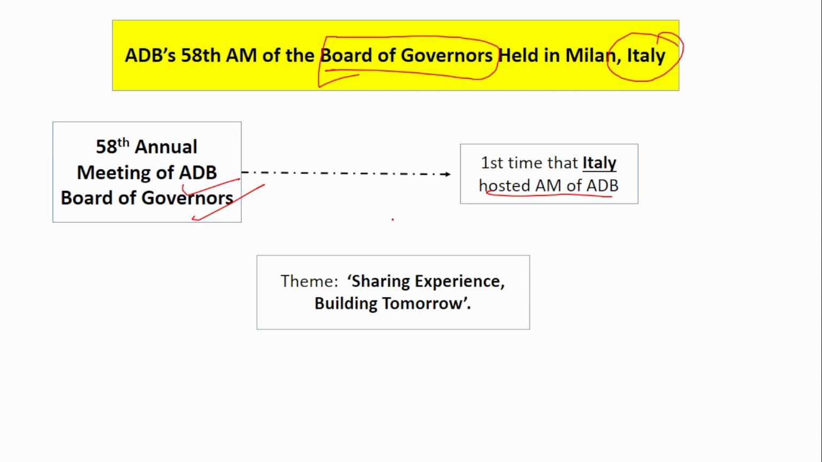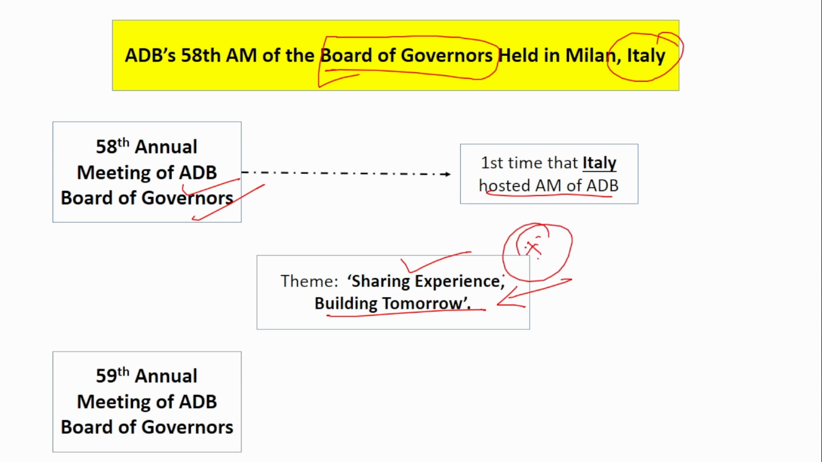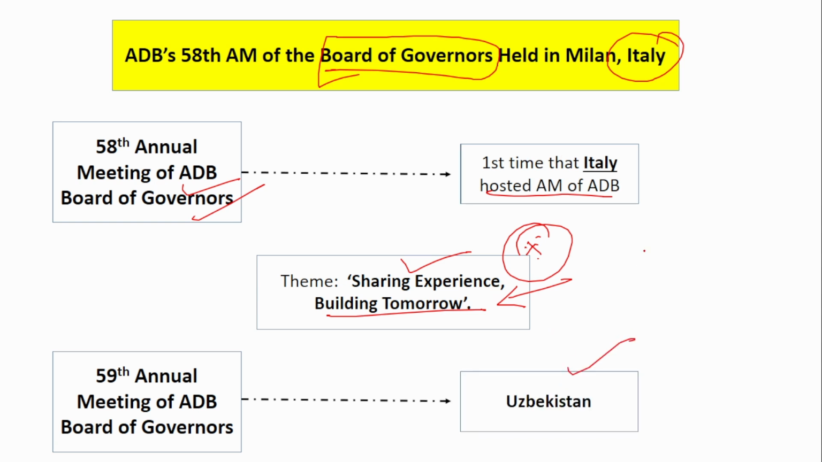The theme of this meeting is sharing experience building tomorrow. And I'm repeating it once again, sharing experience building tomorrow. Do remember the theme, it is very important. The next 59th meeting, if you see, this will be held in Uzbekistan. Okay, 58th is held in Italy, the 59th will be held in Uzbekistan.